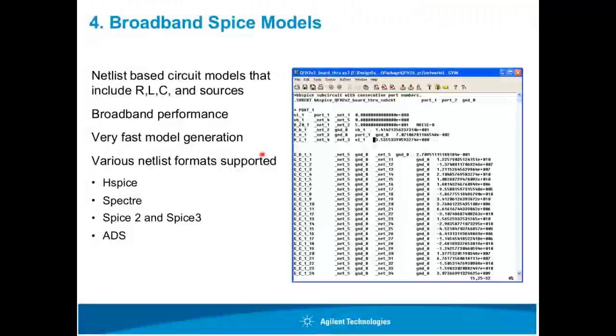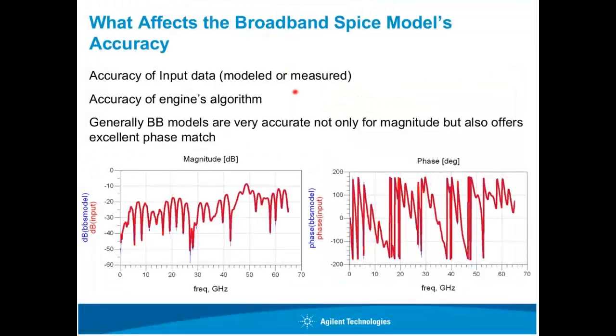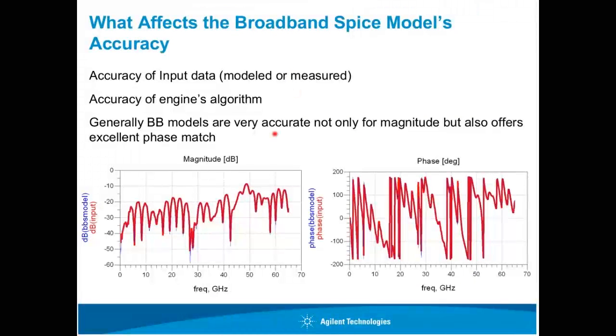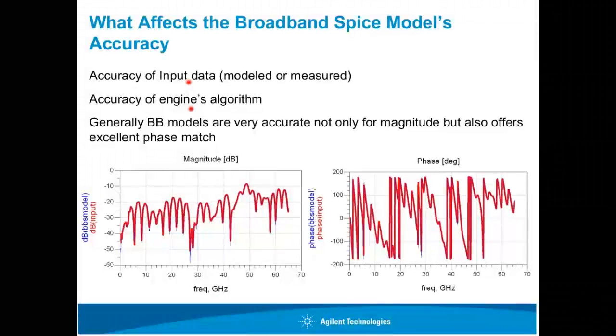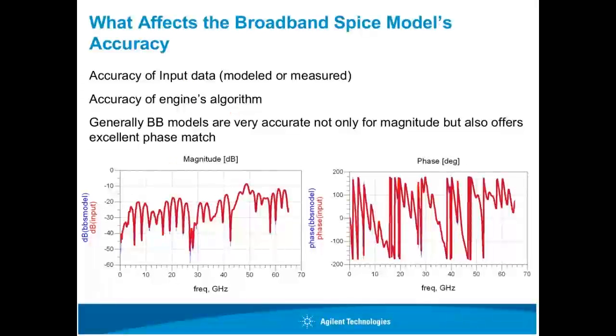So as I just demonstrated, broadband SPICE models are netlist based, and the model generation process is very, very fast, and it produces many different types of formats. So you can easily share this netlist with other colleagues or other vendors you'd like to work with. But in terms of the factors on the accuracy of this broadband SPICE model, the accuracy of the input data will affect the accuracy of this model. And the engine's algorithm is another factor. But generally speaking, it produces a really, really good model, with not only good magnitude but also excellent phase match.